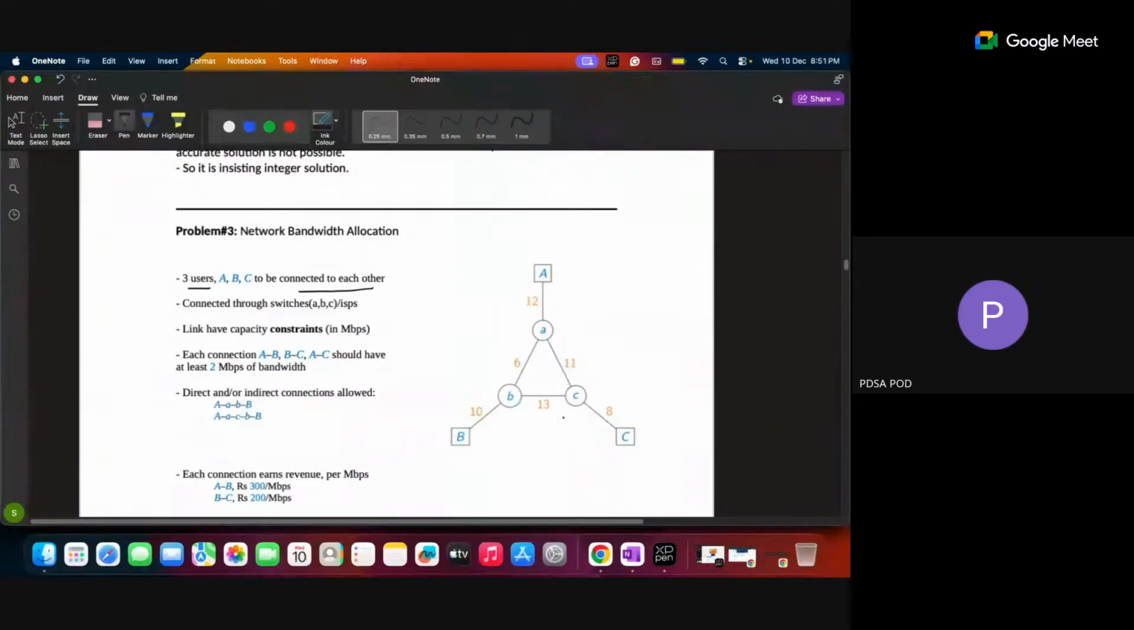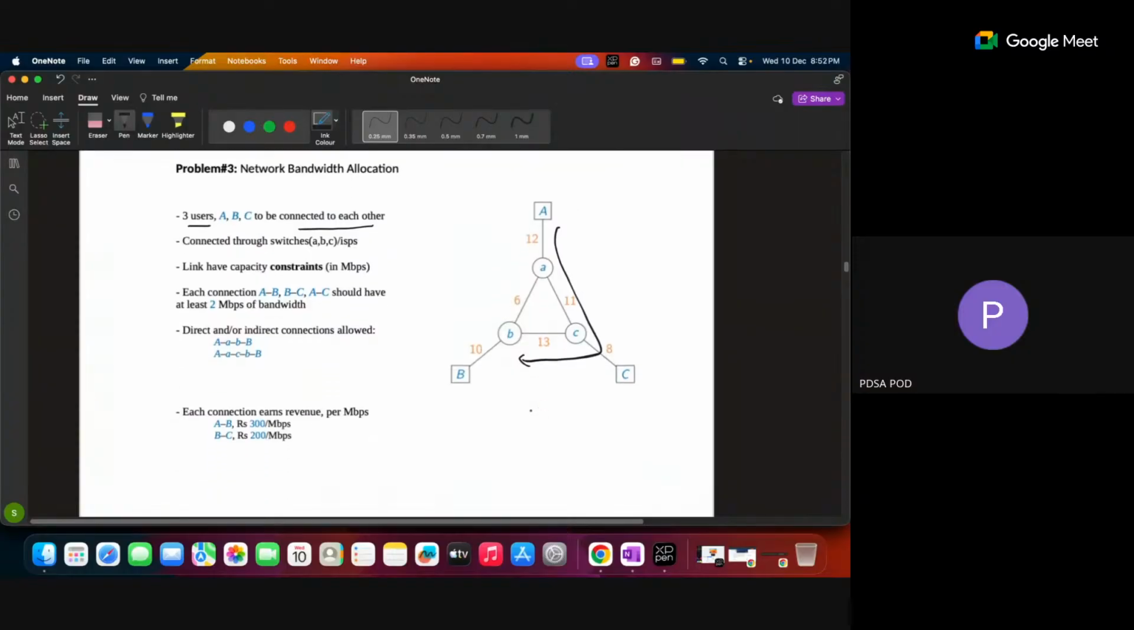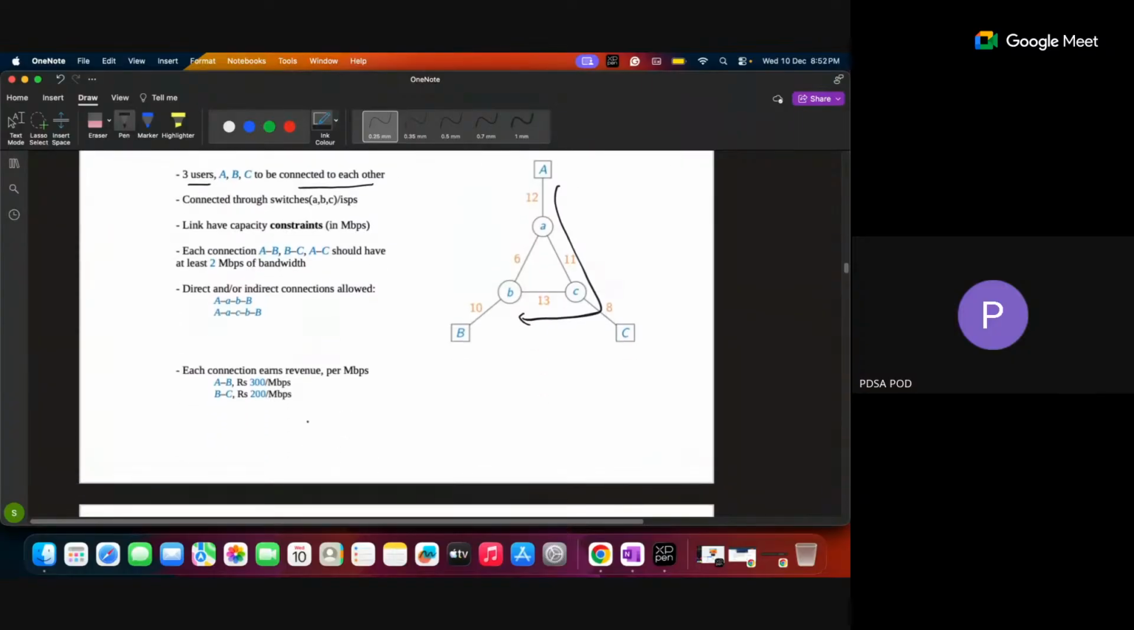If you want to go to C, you can go from A and then small a, then B, then you can go with B in this way also. Maybe A and C in this way. This is also no problem, whether it is a direct way or an indirect way. That's okay.